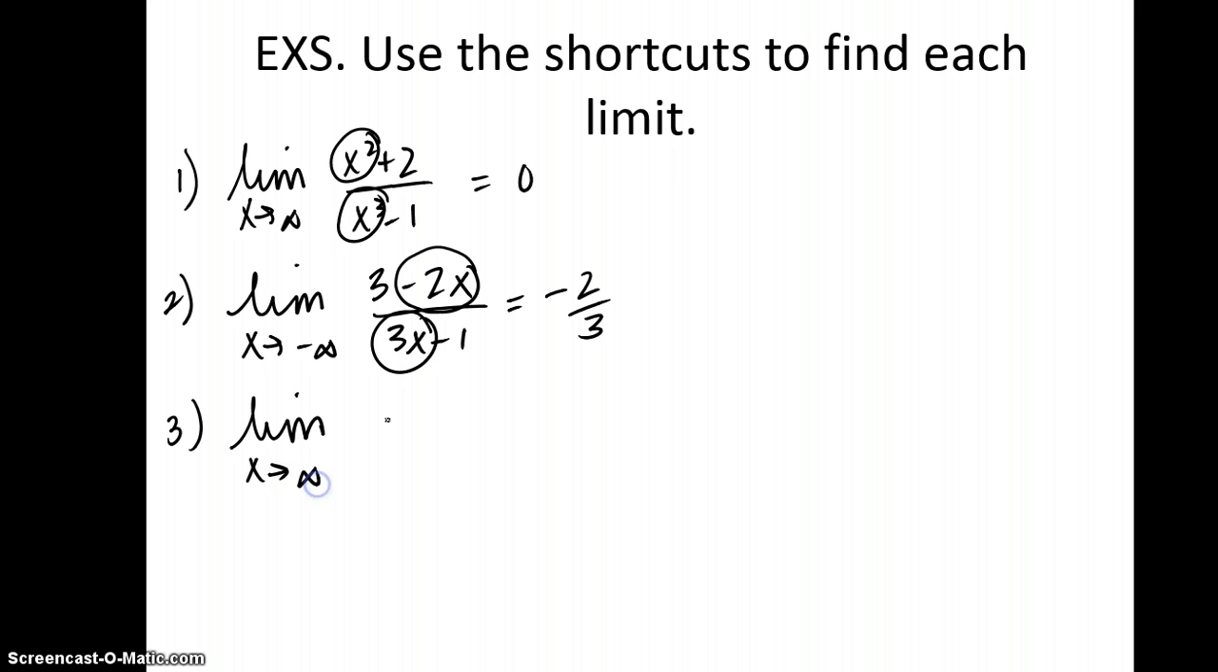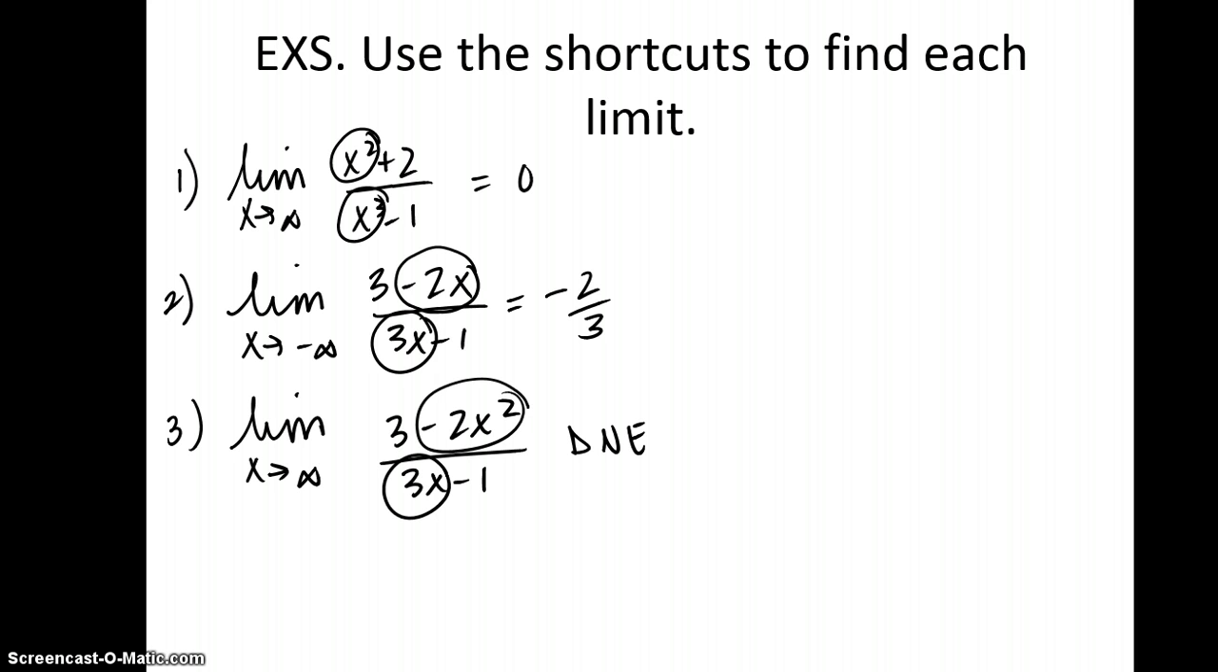Limit as x approaches infinity of 3 minus 2x squared all over 3x minus 1. Degree term of the numerator, degree term of the denominator. It's top heavy. Degree of the numerator is bigger than the degree of the denominator, so the limit does not exist.